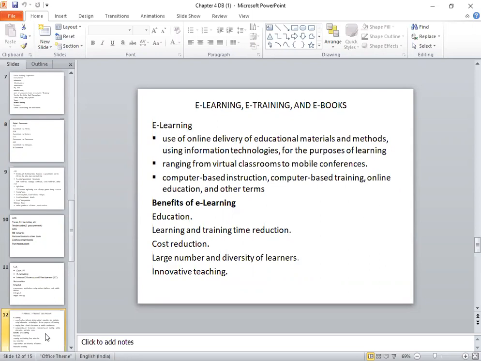Somewhat, there should be some bridge which builds the gap between both the entities. One is the facilitator, the other is the person who is availing the educational facilities. So the platform which bridges the gap in between those two aspects. Now here it ranges from virtual classrooms to mobile conferences also.